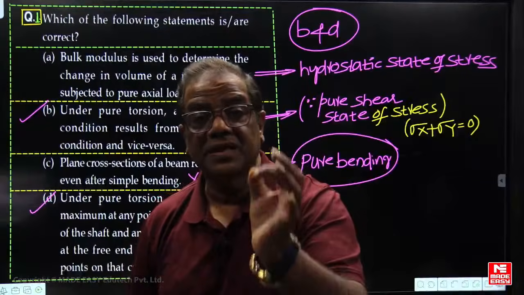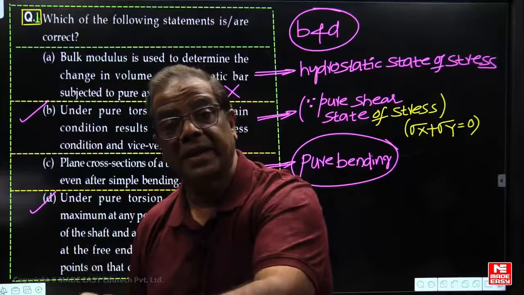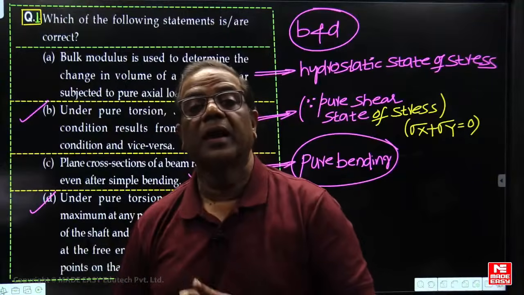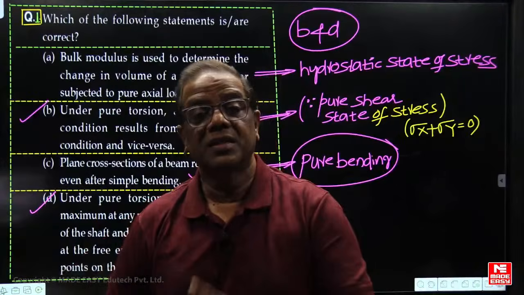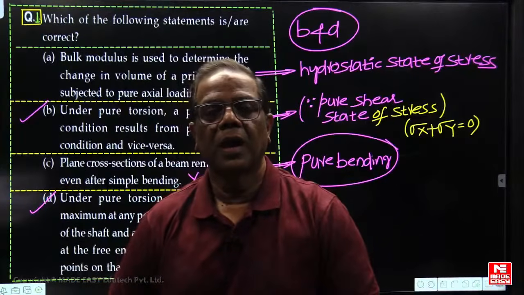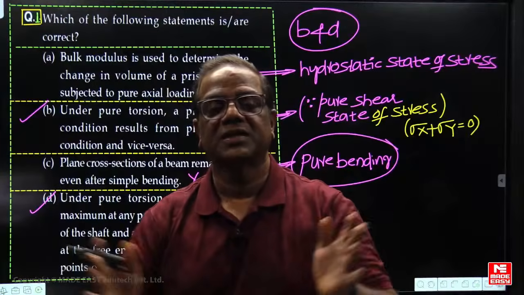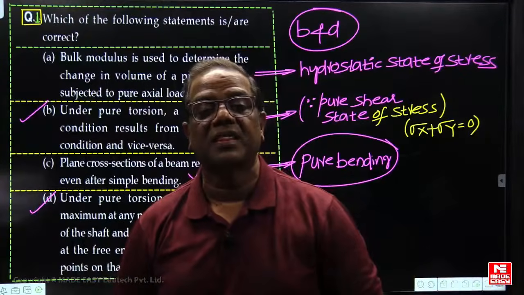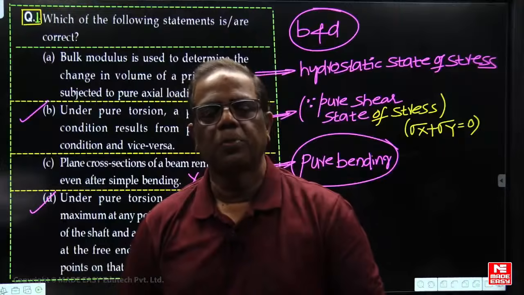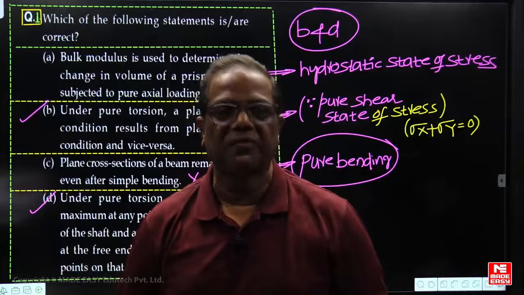तो plane stress condition पे plane strain condition मिलना है तो नहीं तो vice versa. This statement is correct under two conditions. First one is what now? Pure shear state of stress, that is sigma x plus sigma y should be 0. Pure torsion पे sigma x plus sigma y 0.